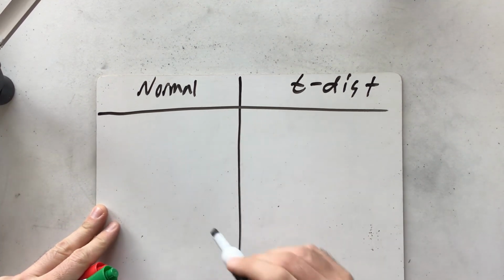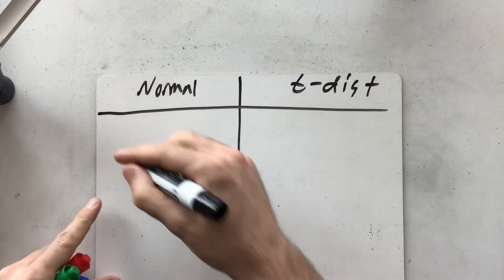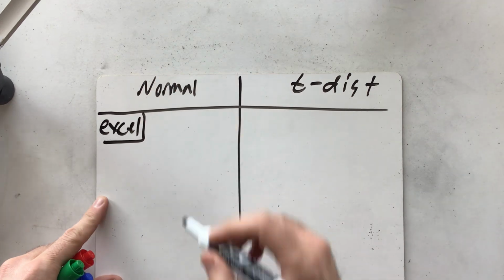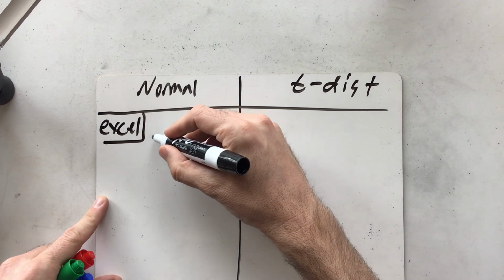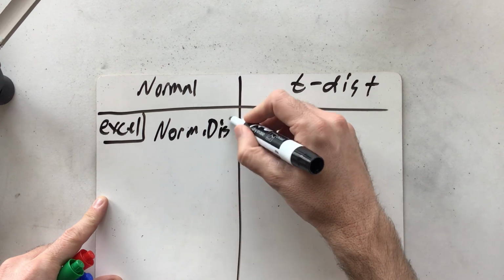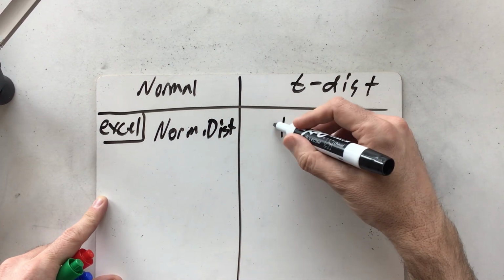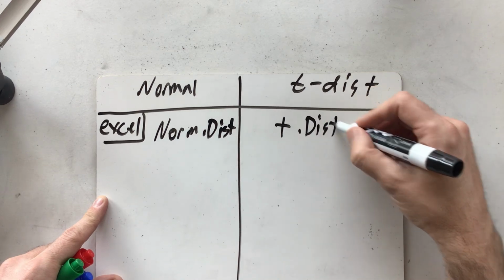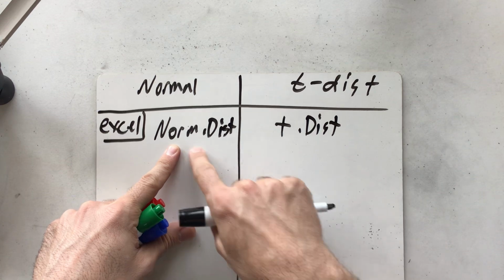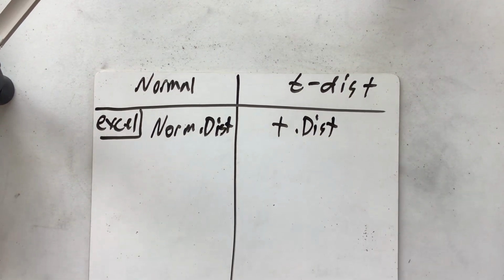So if you have a normal distribution, if you're using Excel, if you remember normal distribution, we had two commands. One was norm.dist, and then over here we just use t.dist, and it does the exact same thing. You give it your value and it gives you your probability. Again, you give it your value and it gives you your probability.